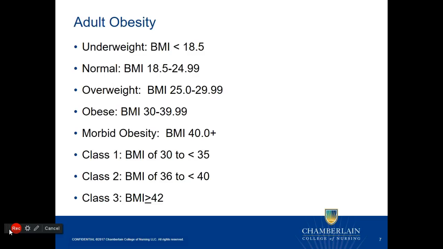Obesity is frequently subdivided into categories. Class 1 is a BMI of 30 to 35, Class 2 is BMI 36 to 40, and Class 3 is a BMI of 41 or higher. Class 3 obesity is sometimes categorized as extreme or severe obesity.